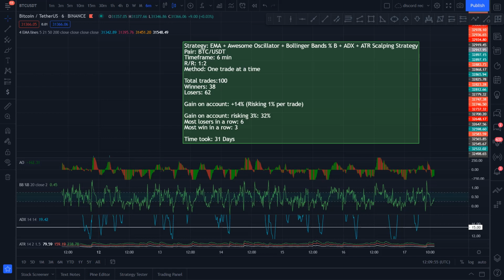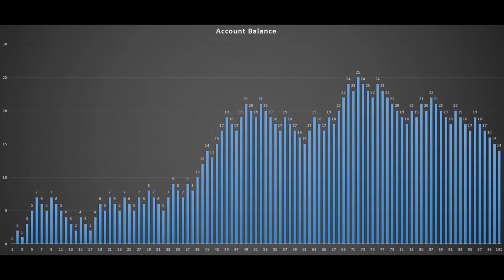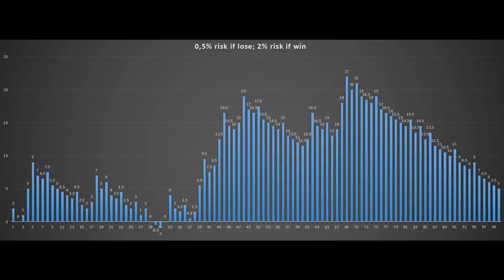And with that said, let's see the account balance graph. As you can see, we had a steady climb from the start until we reached 25% gain on the account. From that point, we started going downhill. This also shows that this strategy has potential in it, but it needs to be optimized. Now, if we take a look at the modified risk-taking account balance graph, you can see we have even worse results. So I wouldn't use this strategy with the modified risk-taking method.